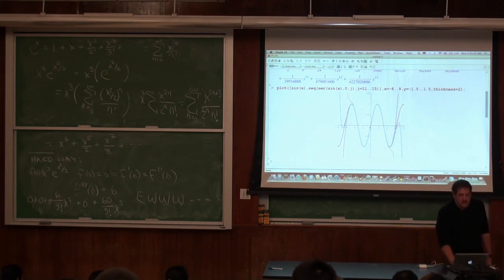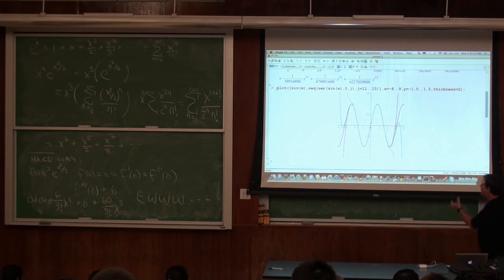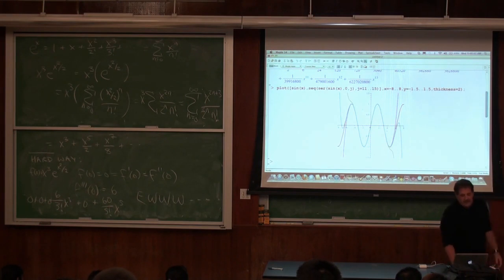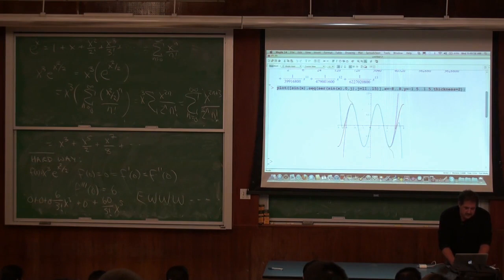So let me do one other case. If you remember, the infinite series converges for all x for both of these ones that I did. But if we do, say, the log of 1 plus x, we're going to do the same thing here. The log of 1 plus x, and the same business for the log of 1 plus x.